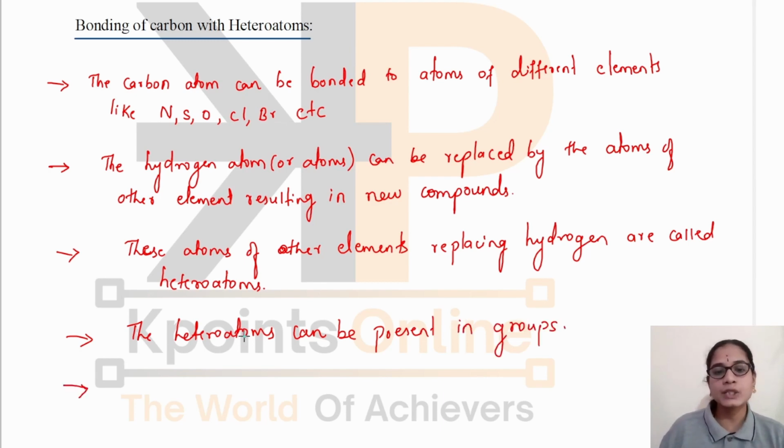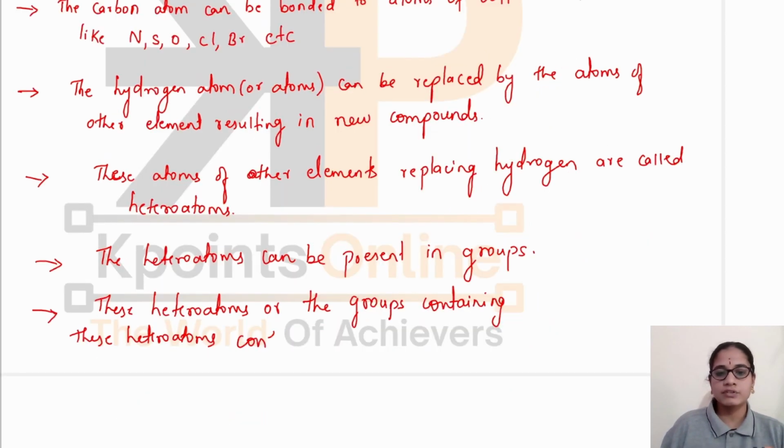And when hydrogen atoms are replaced by these heteroatoms or groups of heteroatoms, then the properties of that hydrocarbon will get completely changed and it will confer different properties to the compound. So these heteroatoms or groups of these heteroatoms are called functional groups. Yes, these heteroatoms or the groups containing these heteroatoms confer different properties to the hydrocarbon.